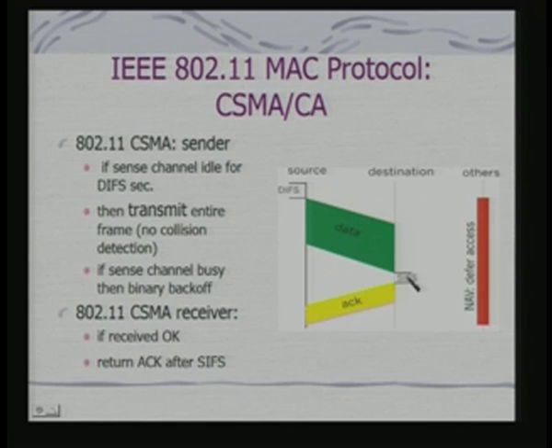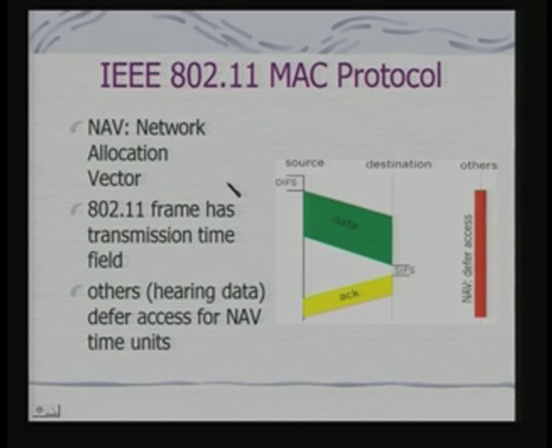Now, the destination waits for a short time, and if there is no data, then it sends the acknowledgement. The others defer access using what is called NAV. What is NAV? NAV is called network allocation vector. An 802.11 frame has a transmission time field, so there is a specific transmission time field, and on hearing the data, the others defer access for NAV time units.